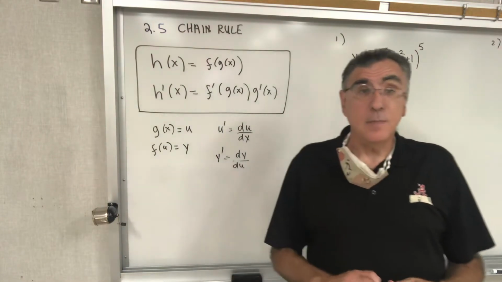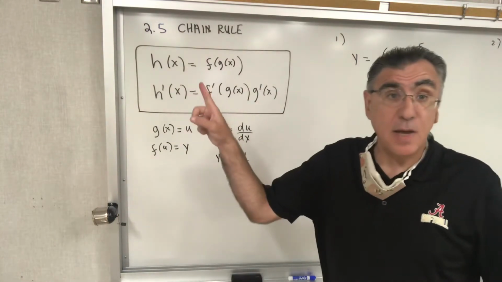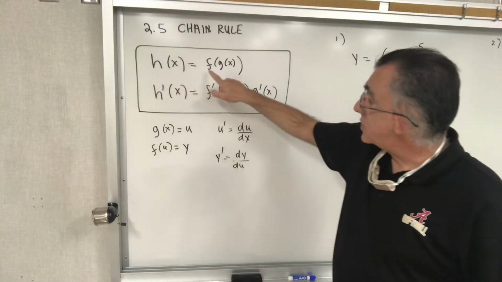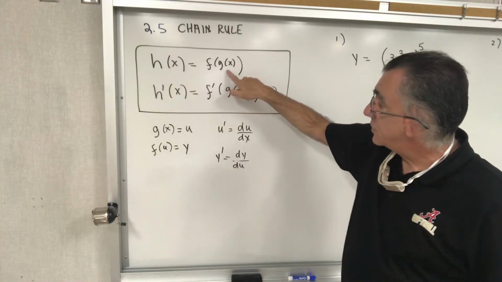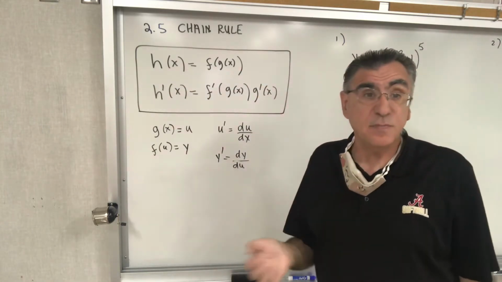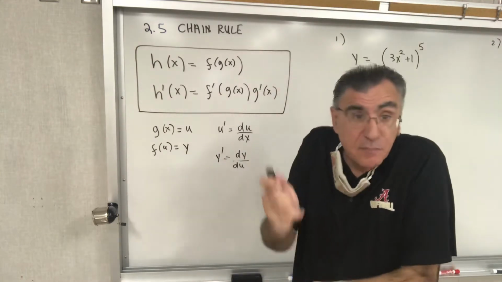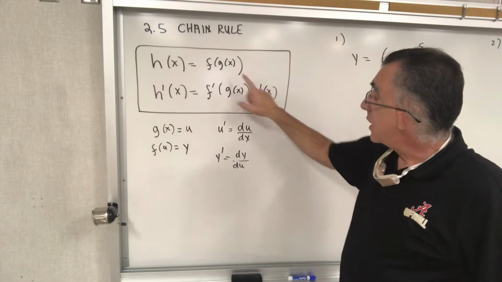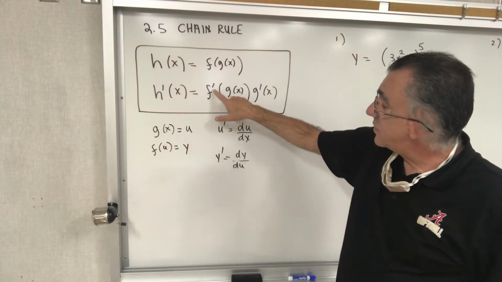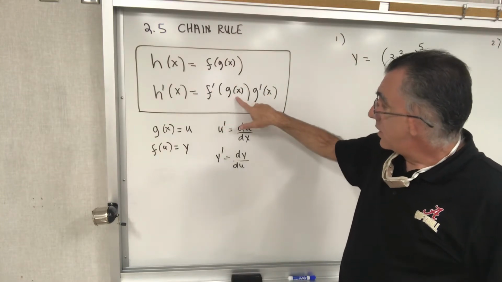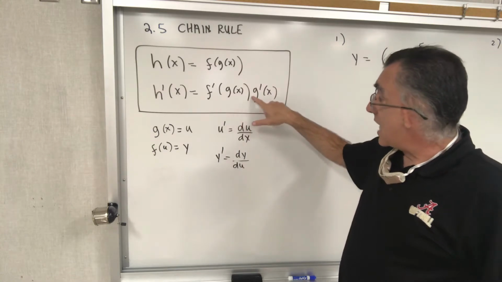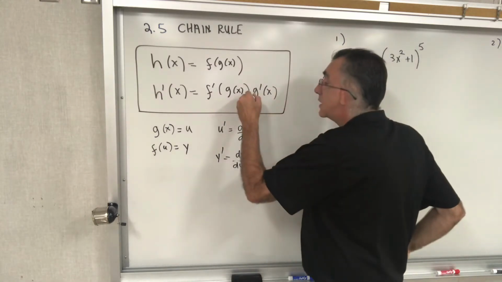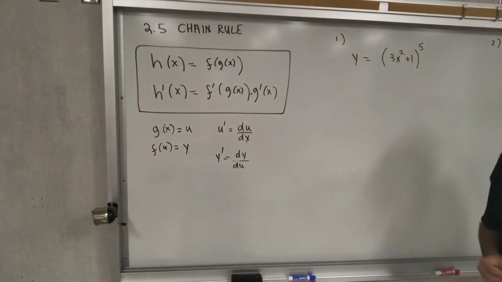Now, this is the rule right there in that box. If h is a composite function, remember we've done composite functions before where we drop g into the f box and then come out. Right? We practiced this in Algebra 1 and Algebra 2, right? The derivative is the derivative of f of g of x times the derivative of g of x.